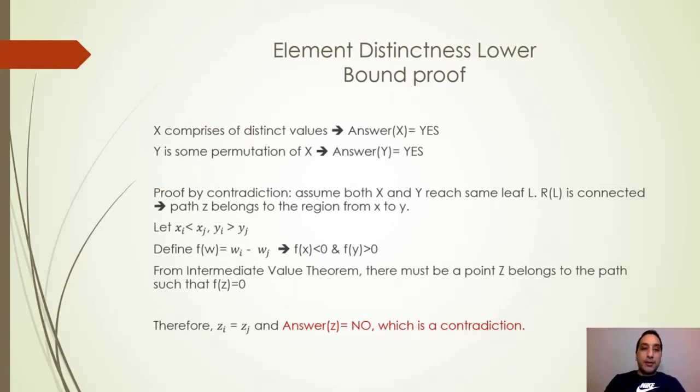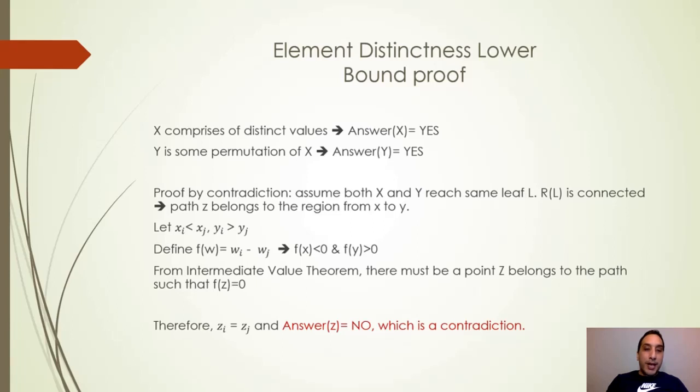We have x that comprises distinct values, which means x's path is going to end with a yes leaf, and therefore the answer of x is going to be equal to yes. And we have a y that is some permutation of x, and that means y is going to take a path that ends with a yes leaf as well, and therefore the answer of y is going to equal yes. We can prove our claim using proof by contradiction, and we can assume both x and y reach the same leaf L.